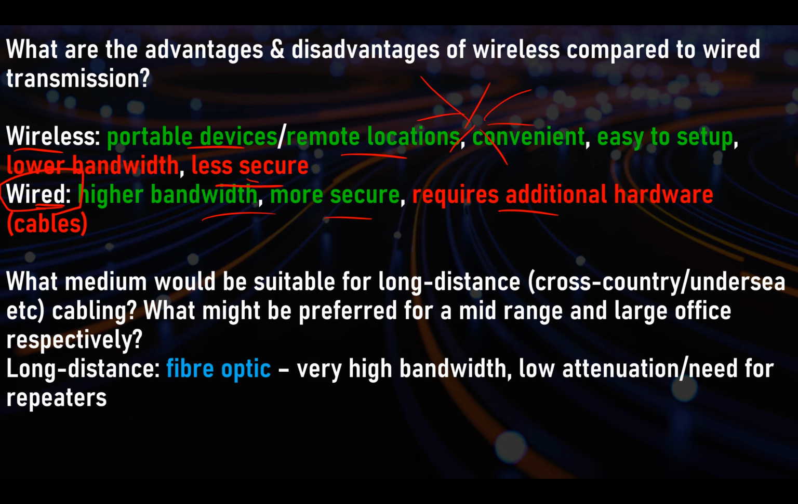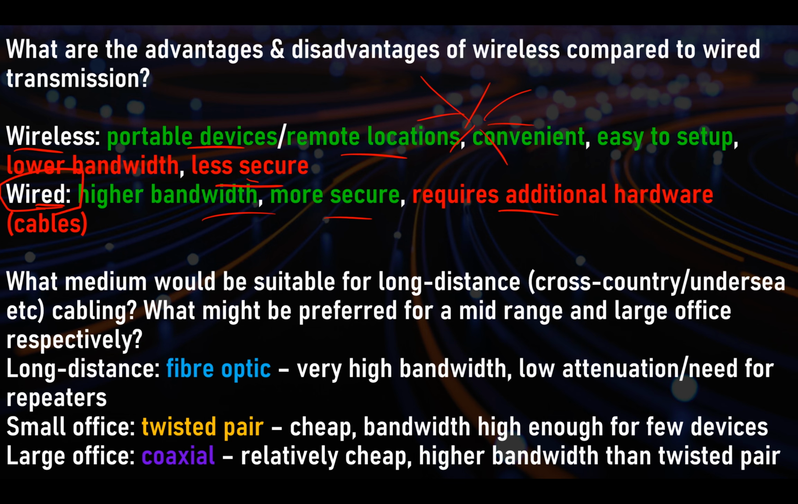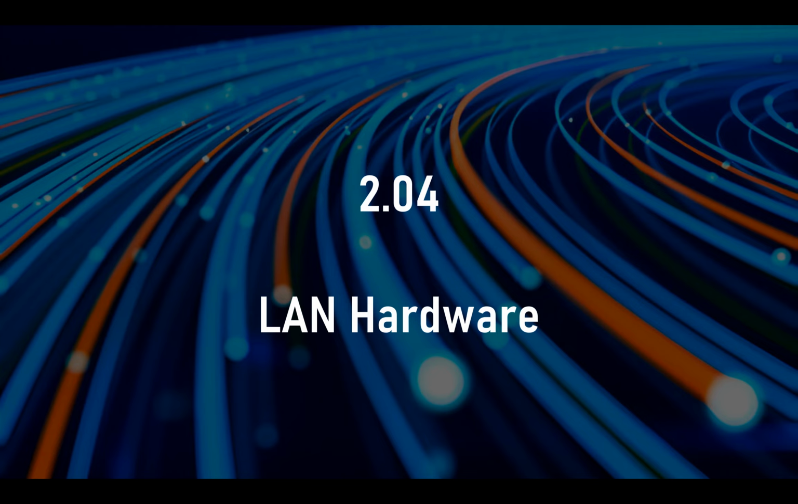For long distance, we're going to want to use fibre optics: high bandwidth and low attenuation, hence a low need for repeaters. For a small office, we can use twisted pair; it's cheap, and the bandwidth is good enough for a few devices. For a large office, maybe we want to use coaxial, since it's relatively cheap, more expensive than twisted pair but cheaper than fibre optic, and its bandwidth is higher than twisted pair.